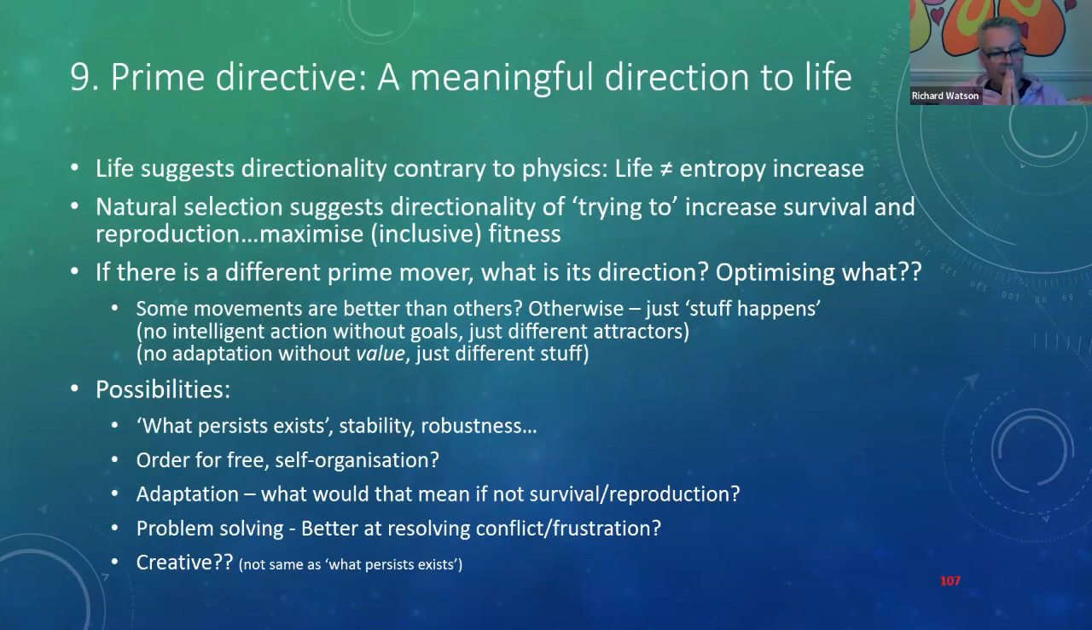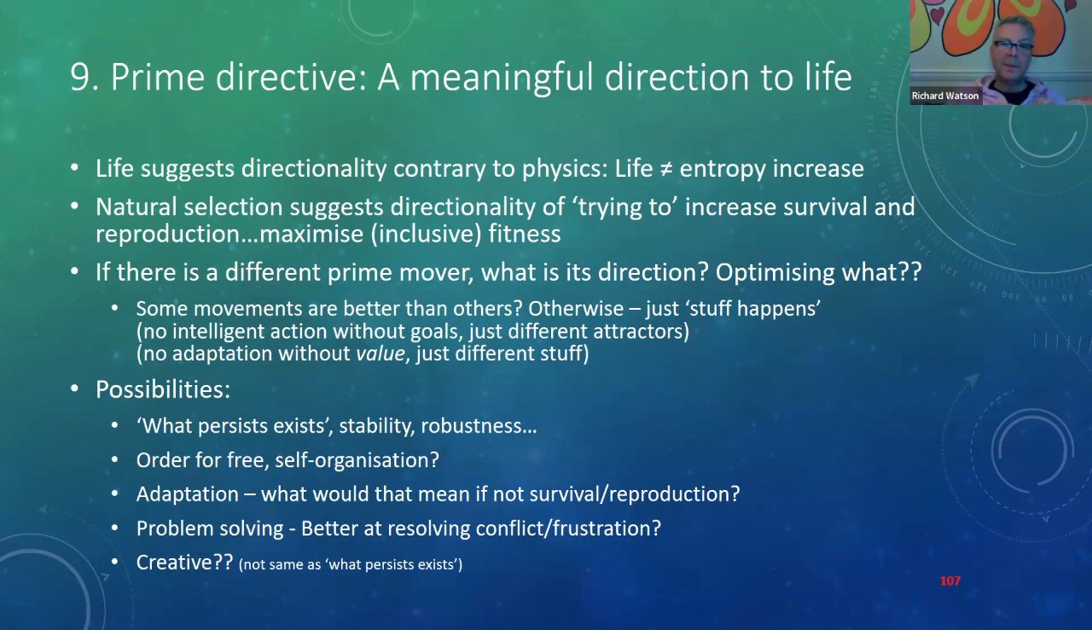Now, this is something that we sometimes talk about in the context of evolution by natural selection. We talk about what's the prime directive, what's the meaningful direction to it all, because the meaningful direction for life seems to be different from the meaningful direction to physics. Physics seems to be on an unstoppable trajectory towards an increase in entropy. But living systems, at least locally, go the other way, creating order. Natural selection suggests a directionality of trying to increase survival and reproduction. I've heard people say to maximize inclusive fitness, if that floats your boat.